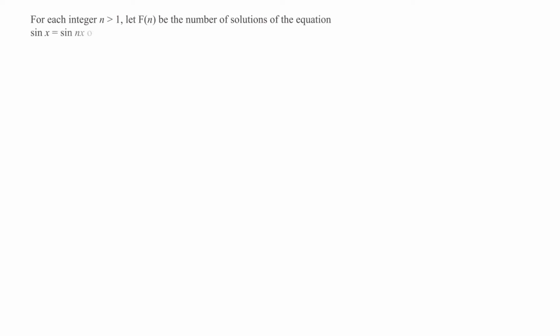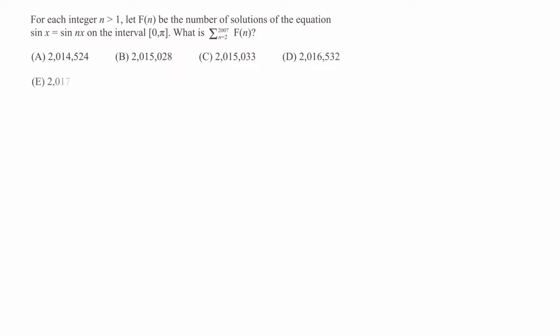For each integer n greater than 1, let f(n) be the number of solutions of the equation sine x equals the sine of nx on the interval 0 to pi. What is the sum from n equals 2 to 2007 of f(n)?